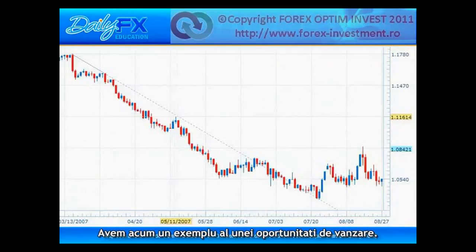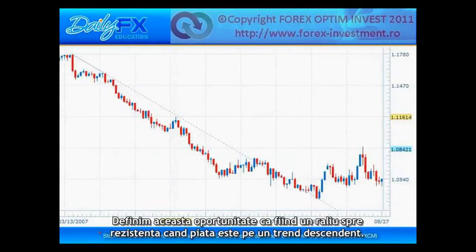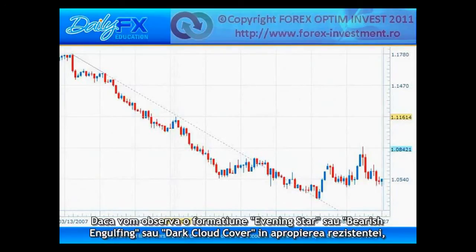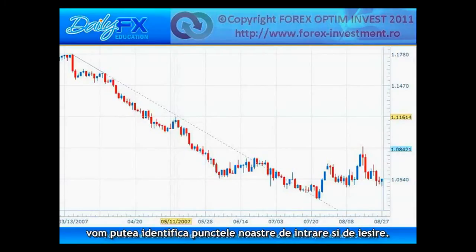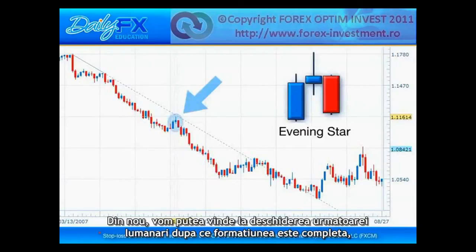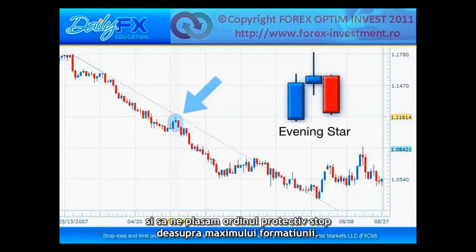Here's an example of a selling opportunity. We define this as a rally up to resistance when the market is in a downtrend. If we then see an evening star, a bearish engulfing pattern, or a dark cloud cover at resistance, we have our entry and our exit identified. Again, we could sell on the open of the next candle after the formation is completed and place our protective sell stop above the high of the formation.